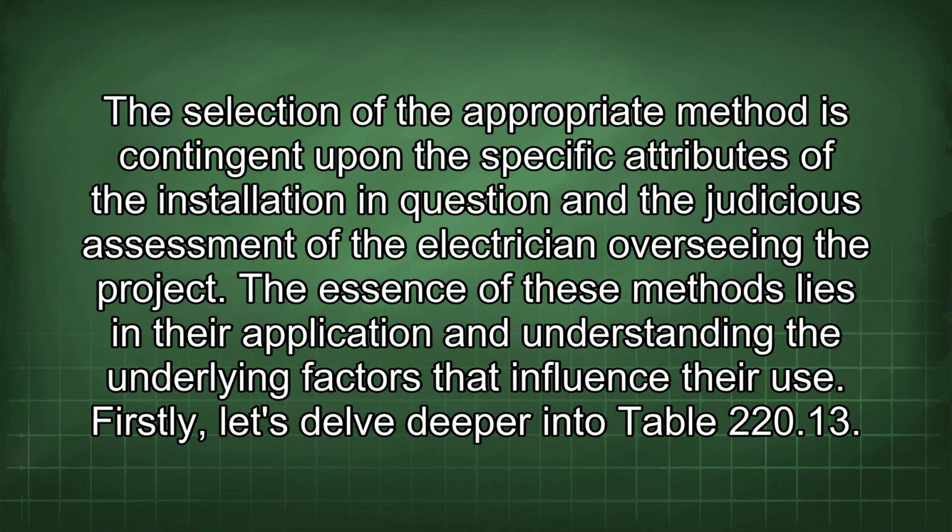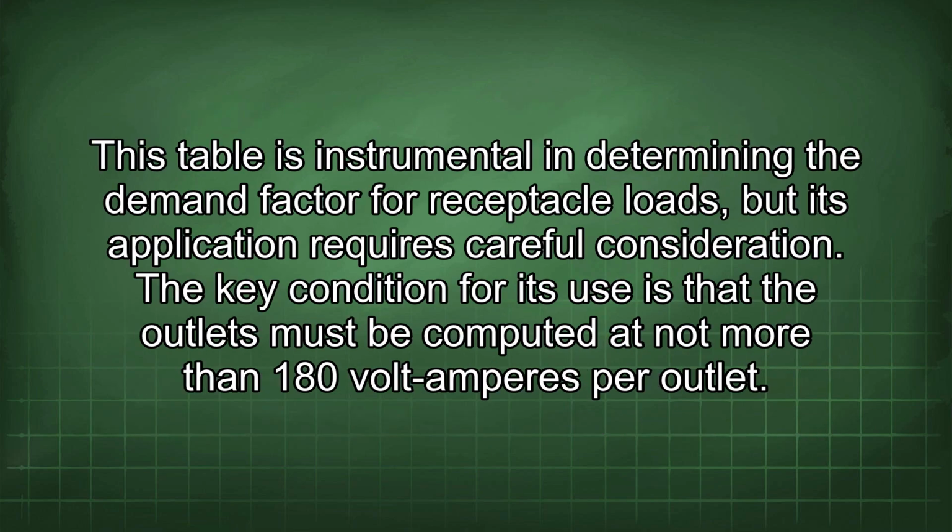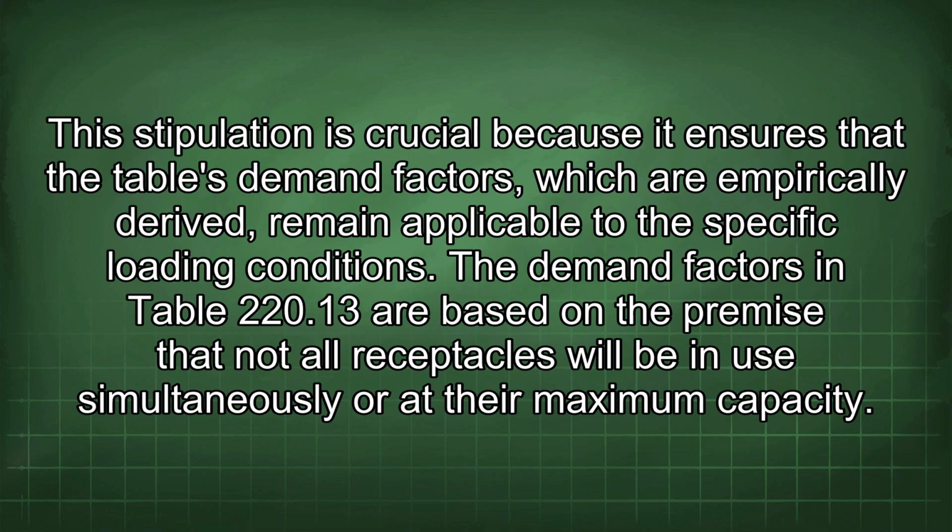The essence of these methods lies in their application and understanding the underlying factors that influence their use. Firstly, let's delve deeper into Table 220.13. This table is instrumental in determining the demand factor for receptacle loads, but its application requires careful consideration. The key condition for its use is that the outlets must be computed at not more than 180 volt-amperes per outlet. This stipulation is crucial because it ensures that the table's demand factors, which are empirically derived, remain applicable to the specific loading conditions. The demand factors in Table 220.13 are based on the premise that not all receptacles will be in use simultaneously or at their maximum capacity.